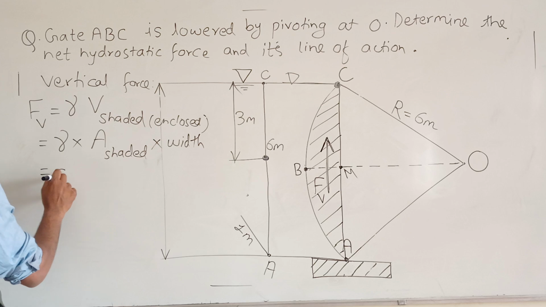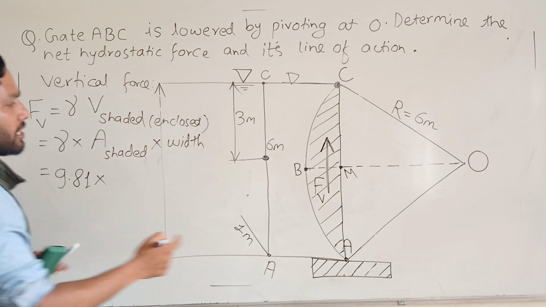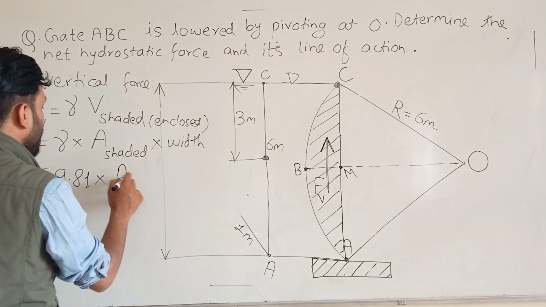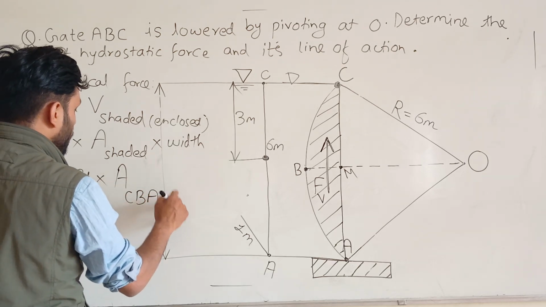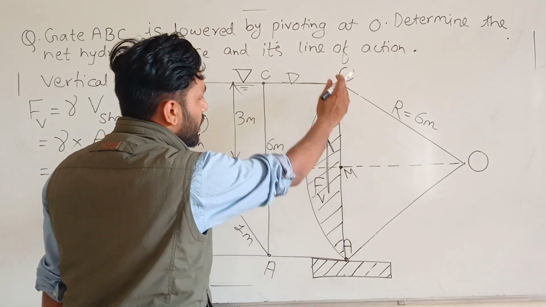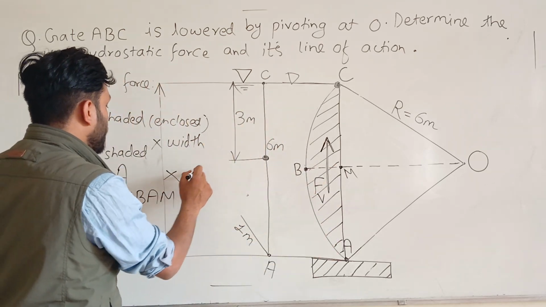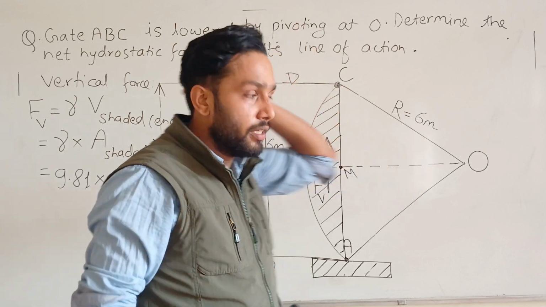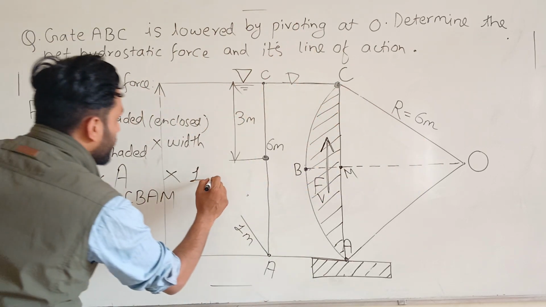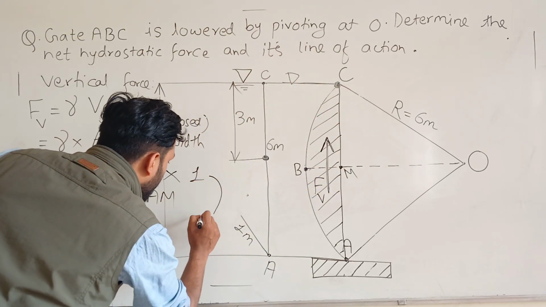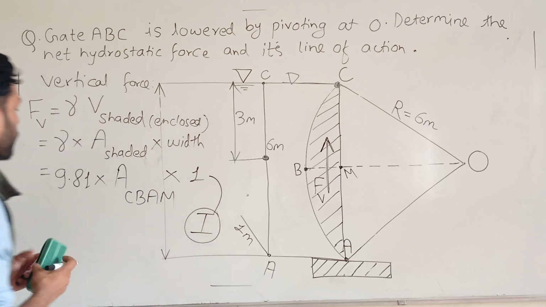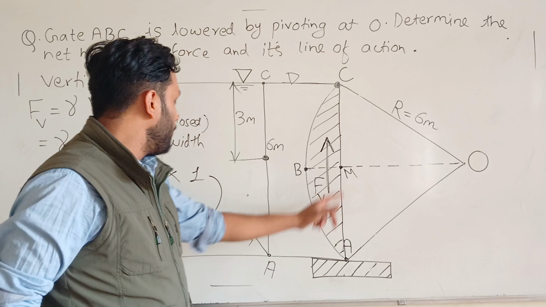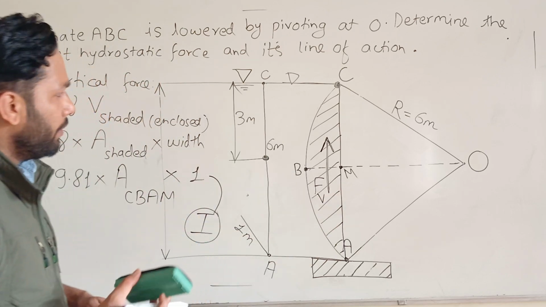So gamma is 9.81 and area shaded is the area of the lamina CBAM. You need to calculate the area of this lamina into width, which is 1 meter. Width is not given here, so you have to take the width as 1 meter if it is not given. Let's mark this as equation number 1, and let's go to find out the area of this lamina CBAM.